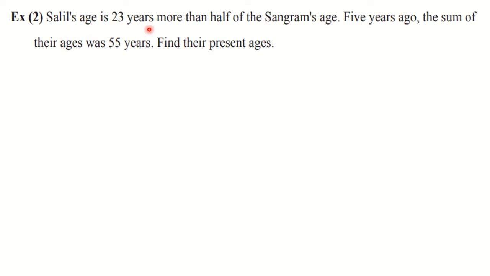Sahil's age is 23 years more than half of Sangram's age. 5 years ago, the sum of their ages was 55 years. Find their present ages. Okay, so as I have said, read the question once. If you don't understand it, read it twice. Try to understand the question and then start solving it.